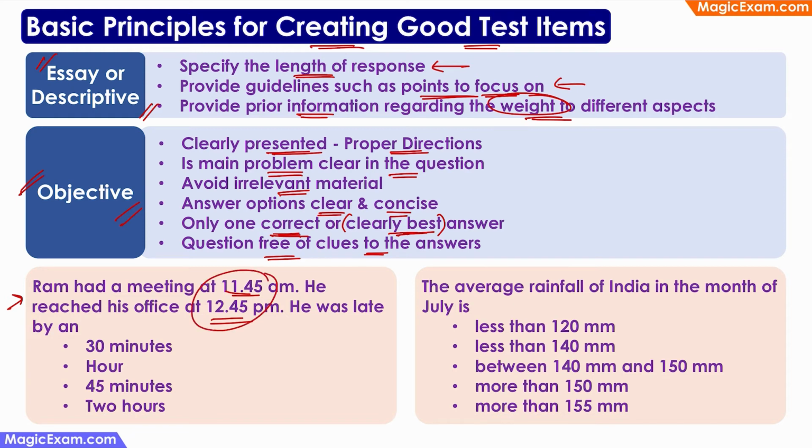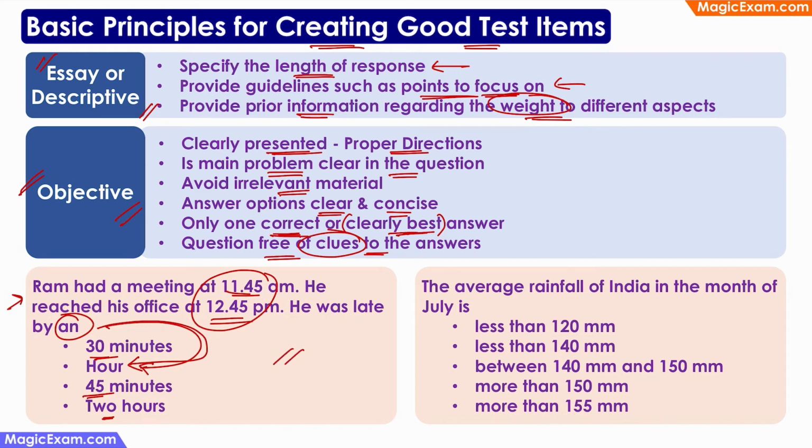But this turned out to be an English grammar question, because when you say he was late by an, it can be only an hour. It cannot be an 30 minutes, an 45 minutes, an 2 hours, right? An means that the answer is 1 hour. So the question actually has a clue as to what the correct answer is. Therefore, this is not a good question.